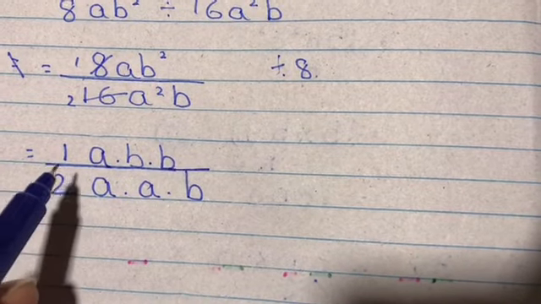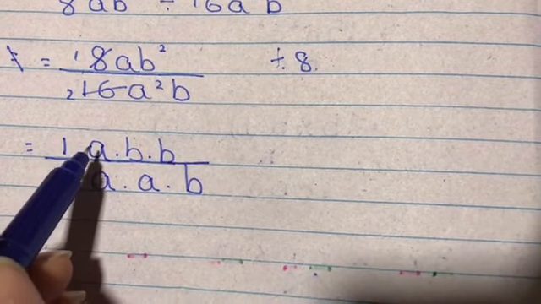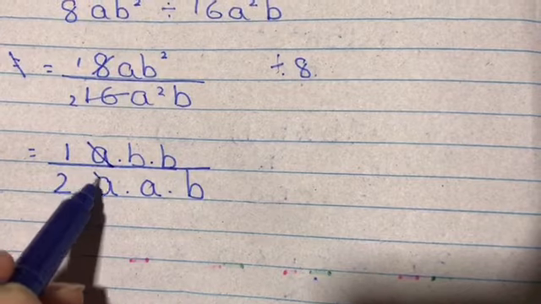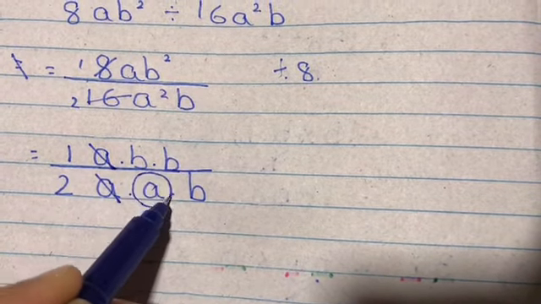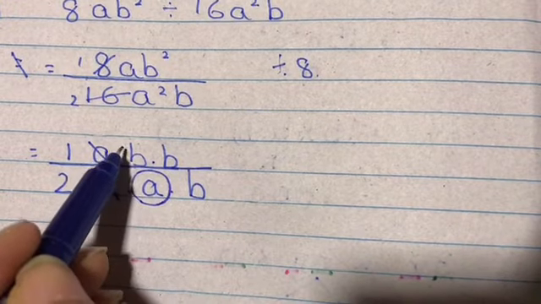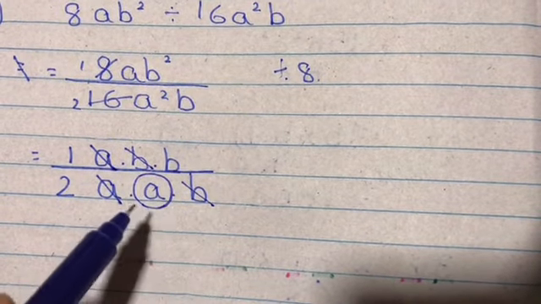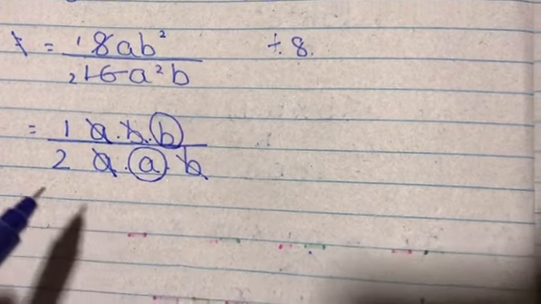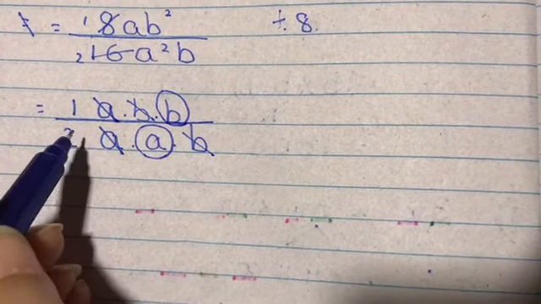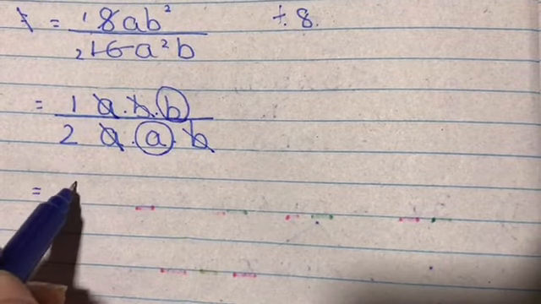Okay, now time to reduce the letters. 1a cancels out with 1a. Any more a's? No more, so this is left. Now 1b cancels out with 1b. Any more to cancel out? No, so 1b is left. Now remember, 1b is at the top.